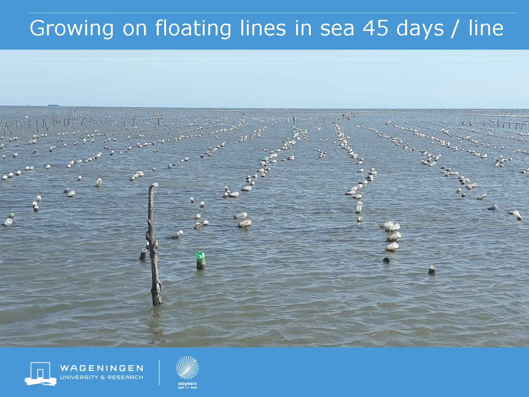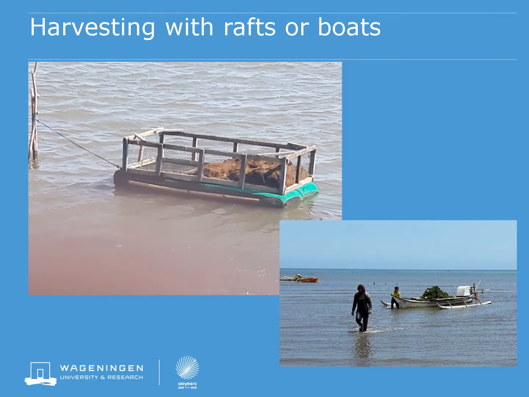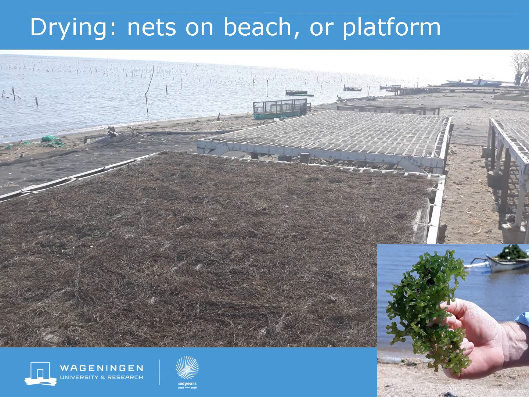The seaweed is growing just below the sea surface, hanging on these floating lines, which are kept floating with plastic bottles. A typical seaweed farm will have between 200 and 1000 lines. Each day, the farmer harvests and replants a number of lines. A line is normally harvested after around 45 days. The seaweed is harvested in rafts or boats. The seaweed is dried on the beach.